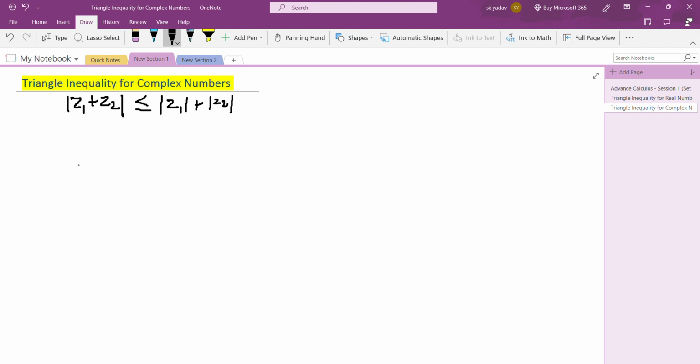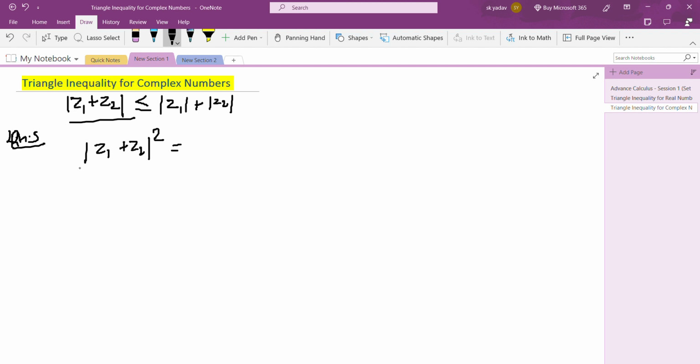First of all, as you know, we will square both sides. We'll take the left hand side first, then the right hand side, RHS. The RHS is equal to Z1 plus Z2, and we'll take the square of this.